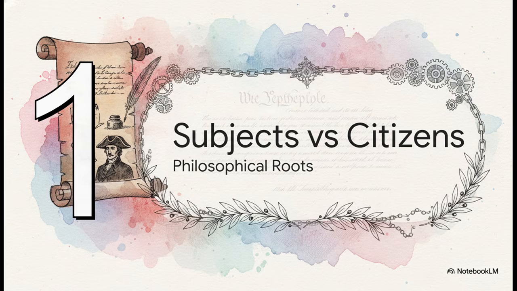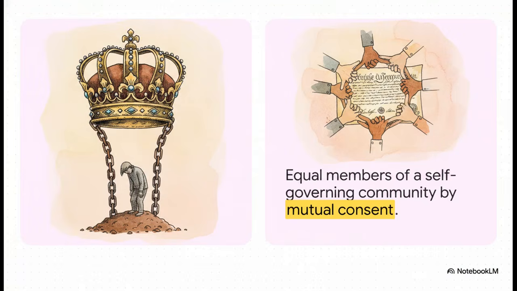Section 1. Subjects versus citizens. Now, what's really interesting here is how the author roots this entire critique all the way back in the foundational philosophy of the American Revolution. They contrast two totally different worldviews. On one side, you've got the Old English subject model. Under that system, you're a passive subject. You owe perpetual allegiance to a king just because of the physical soil you happen to be born on.